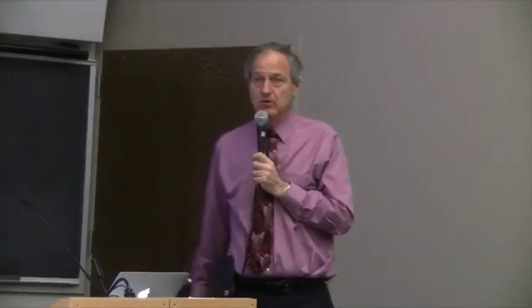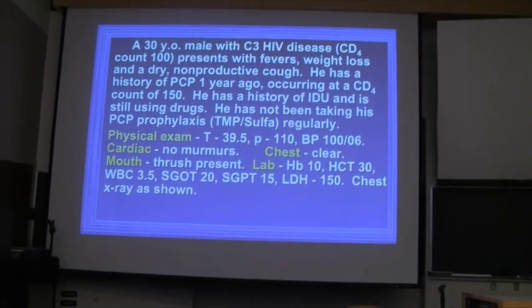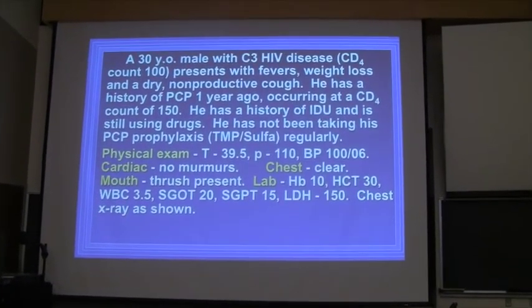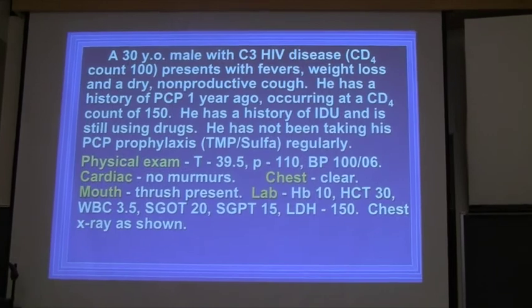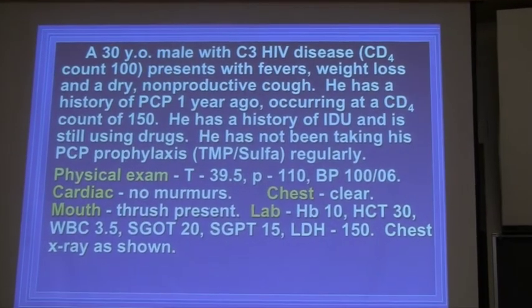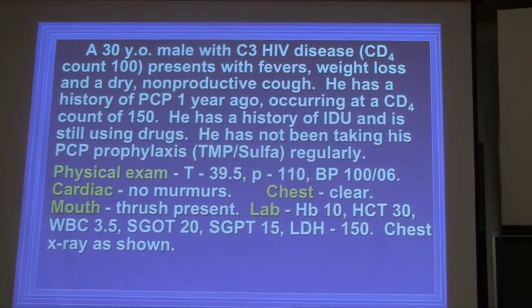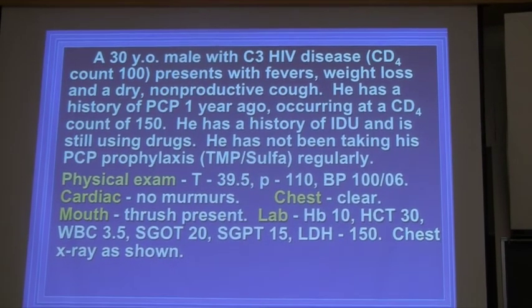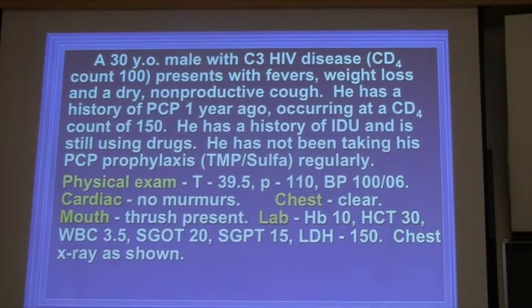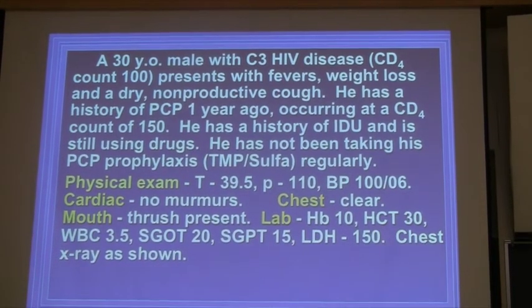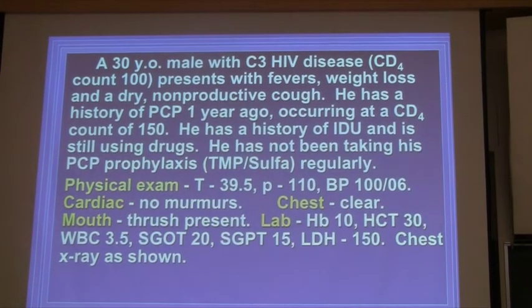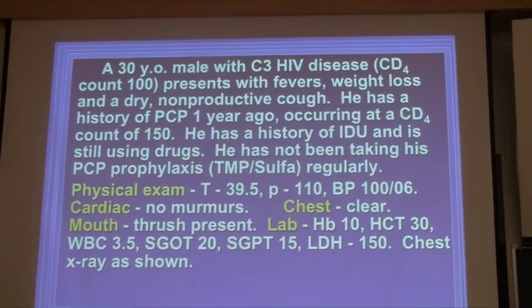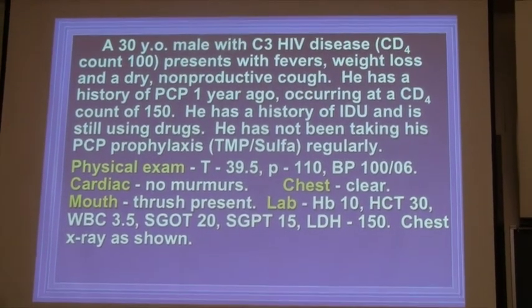Okay, this is another disease that's more common in homeless populations. 30-year-old man with C3 HIV disease with a CD4 count of 100 presents with fevers, weight loss, and a dry, non-productive cough. He has a history of pneumocystis a year ago, occurring in a CD4 count of 150. He has a history of injection drug use and is still using drugs. He's not been taking PCP prophylaxis. He's febrile, tachycardic, and his labs are all normal, except for a little bit of anemia.